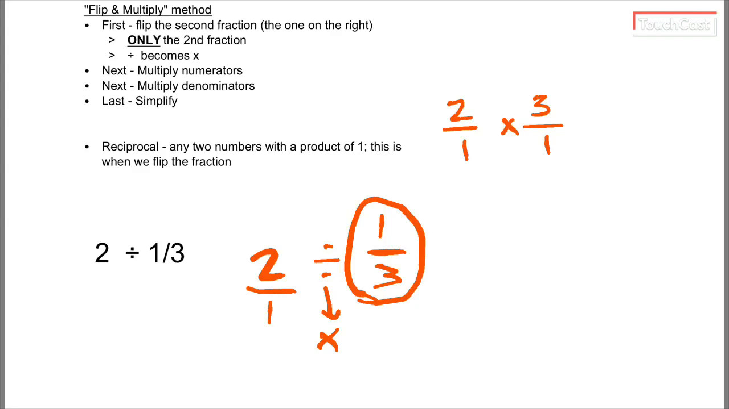After we've flipped the second fraction and changed our division sign to a multiplication sign, now we are just multiplying fractions. So for our numerators, 2 and 3, we multiply those together, we get 6. Our denominators, we multiply those together, we get 1. Our final answer is 6.